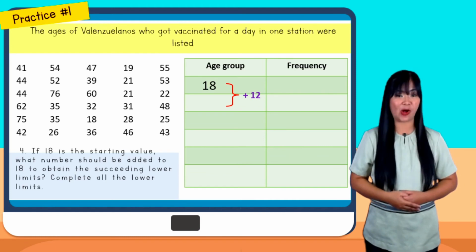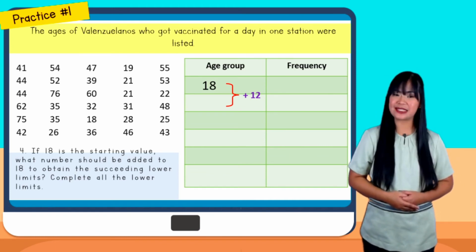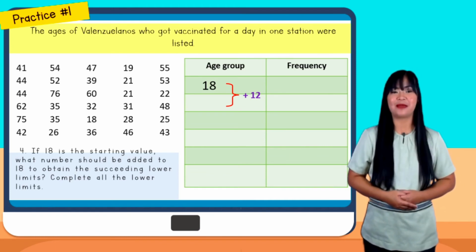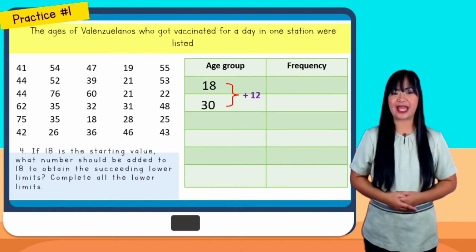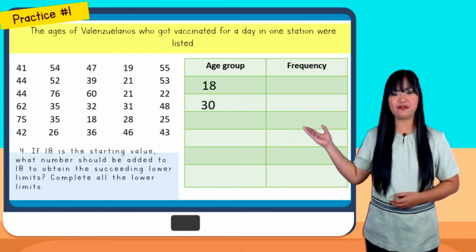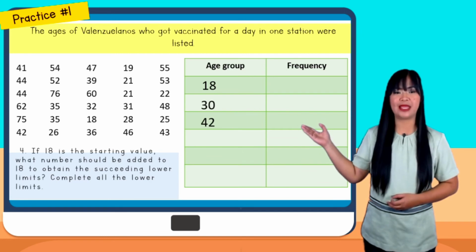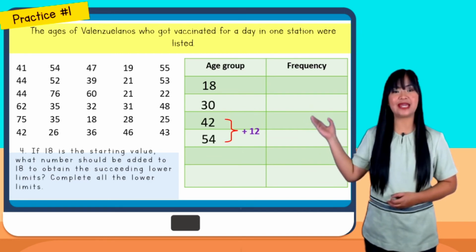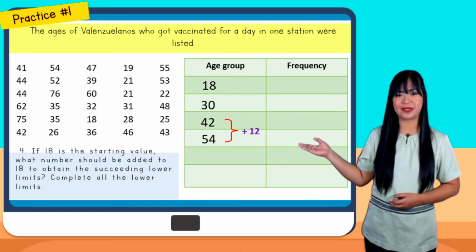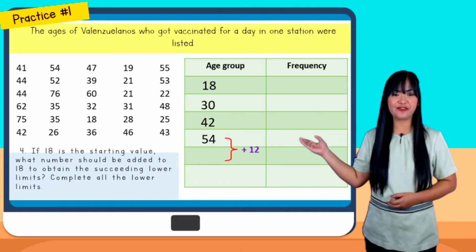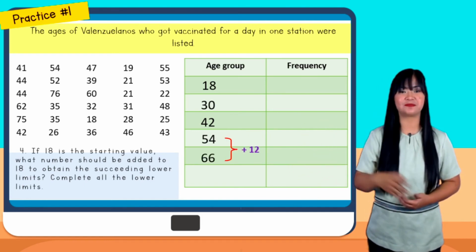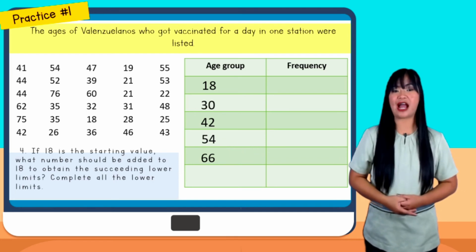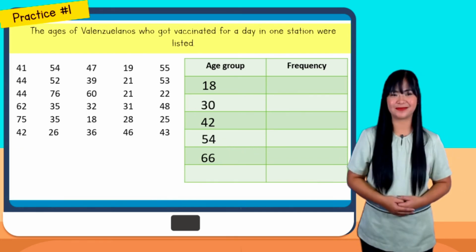Have you completed all the lower limits? Let us see if you got them correctly. By adding 12, we will obtain 30 plus 12 is 42. Then, plus 12 is 54. And plus 12 is 66. So, these are our lower limits.